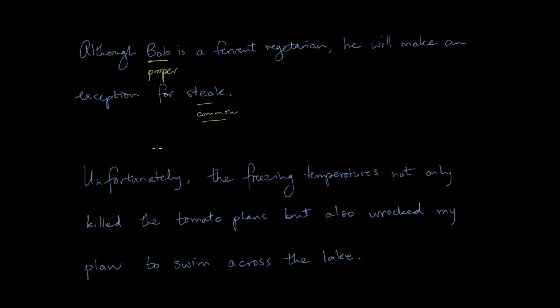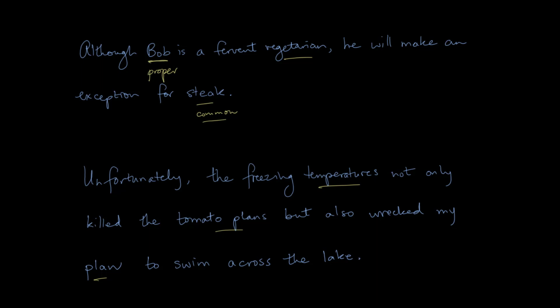There are some other nouns here as well. So for instance, vegetarian here is a noun. In the second sentence, temperatures, tomato plants, plan, and so on and so forth. So lots of nouns here, and they are kind of the building blocks of language.